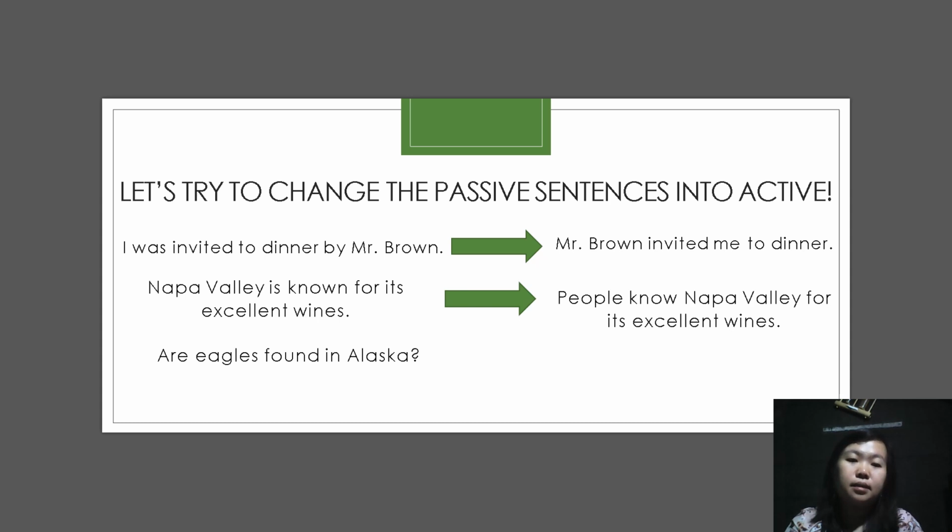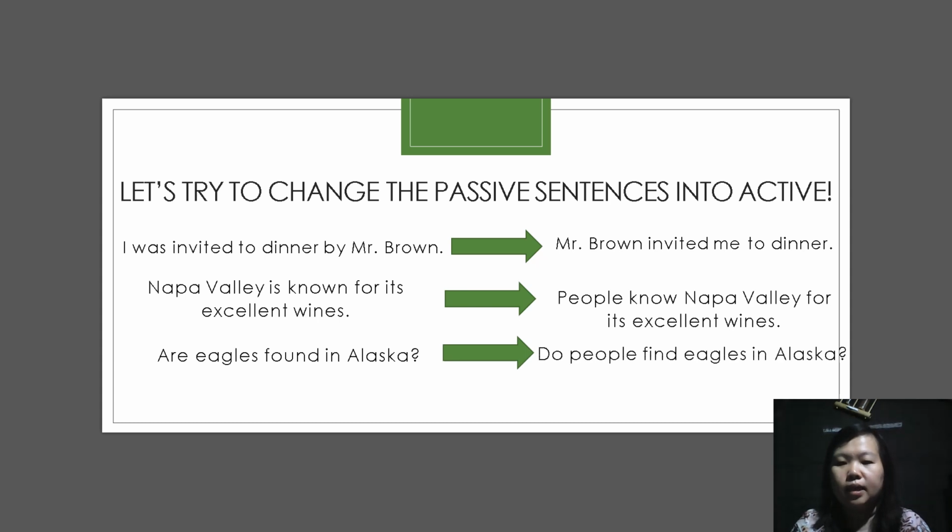And then the last sentence. Are eagles found in Alaska? This is actually to be, are, and then found, verb 3. If you have this kind of pattern, it means it's a question using simple present tense. So, you should make an active sentence using simple present tense also. It becomes, do people find eagles in Alaska?